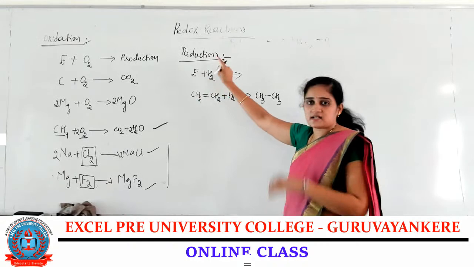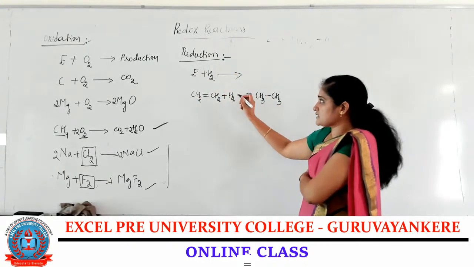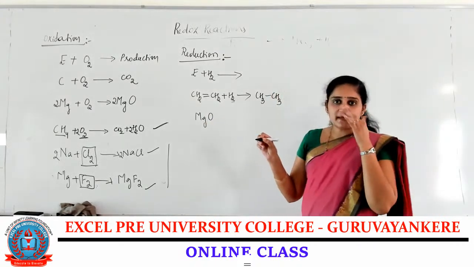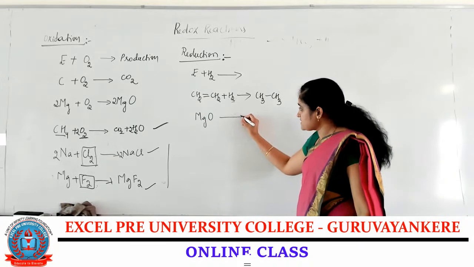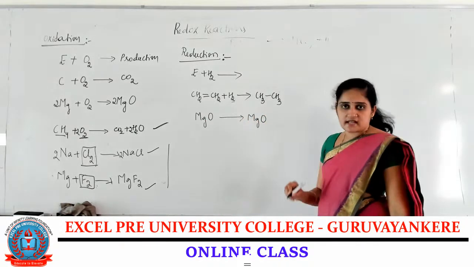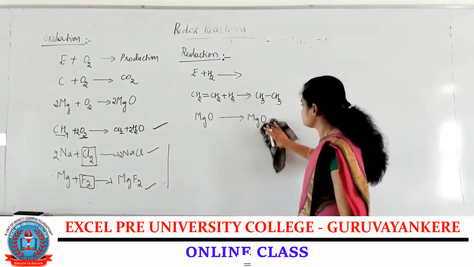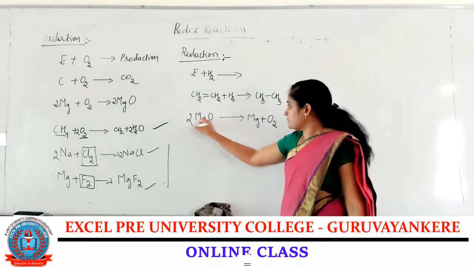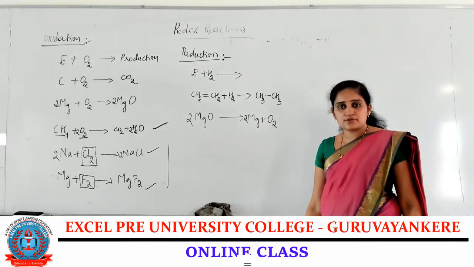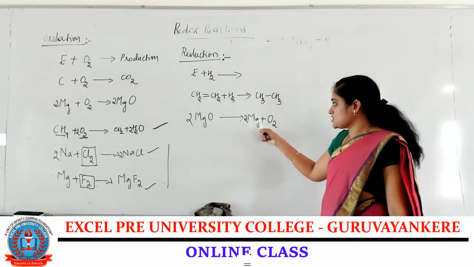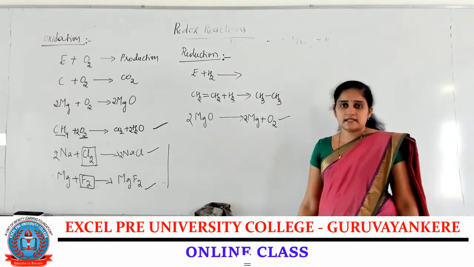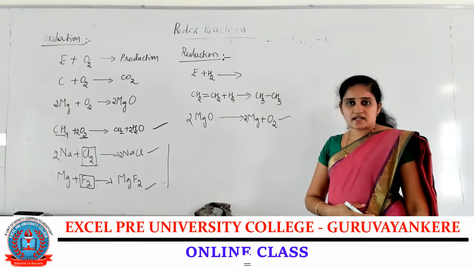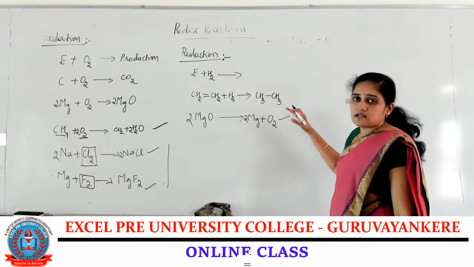Addition of oxygen is oxidation. Addition of hydrogen is a reduction reaction. Or removal of oxygen: when magnesium oxide is heated, it gets decomposed to form magnesium plus oxygen. Here the oxygen molecule is liberated, or removed. Therefore, this reaction is a reduction reaction. Removal of oxygen is a reduction reaction.